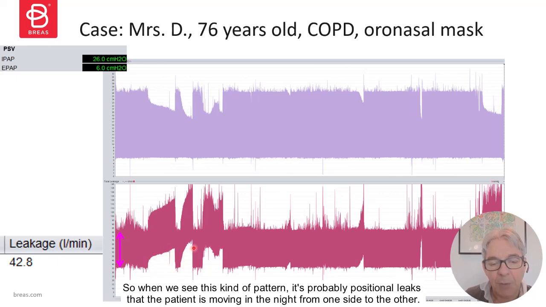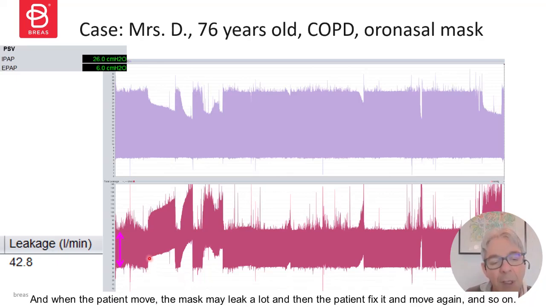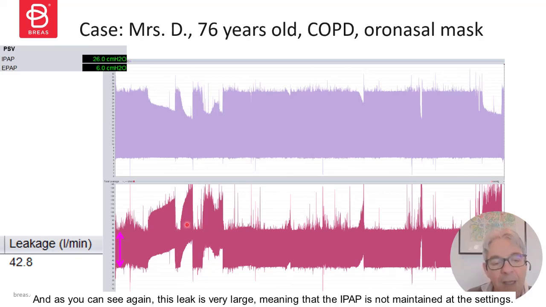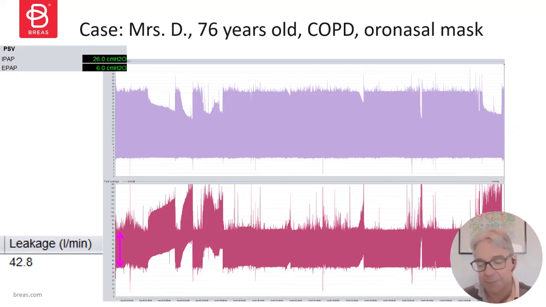So when we see this kind of pattern, it's probably positional leaks, that the patient is moving in the night from one side to the other, and when the patient moves, the mask may leak a lot, and then the patient fixes it and moves again, and so on. And as you can see, again, this leak is very large, meaning that the IPAP is not maintained at the settings.